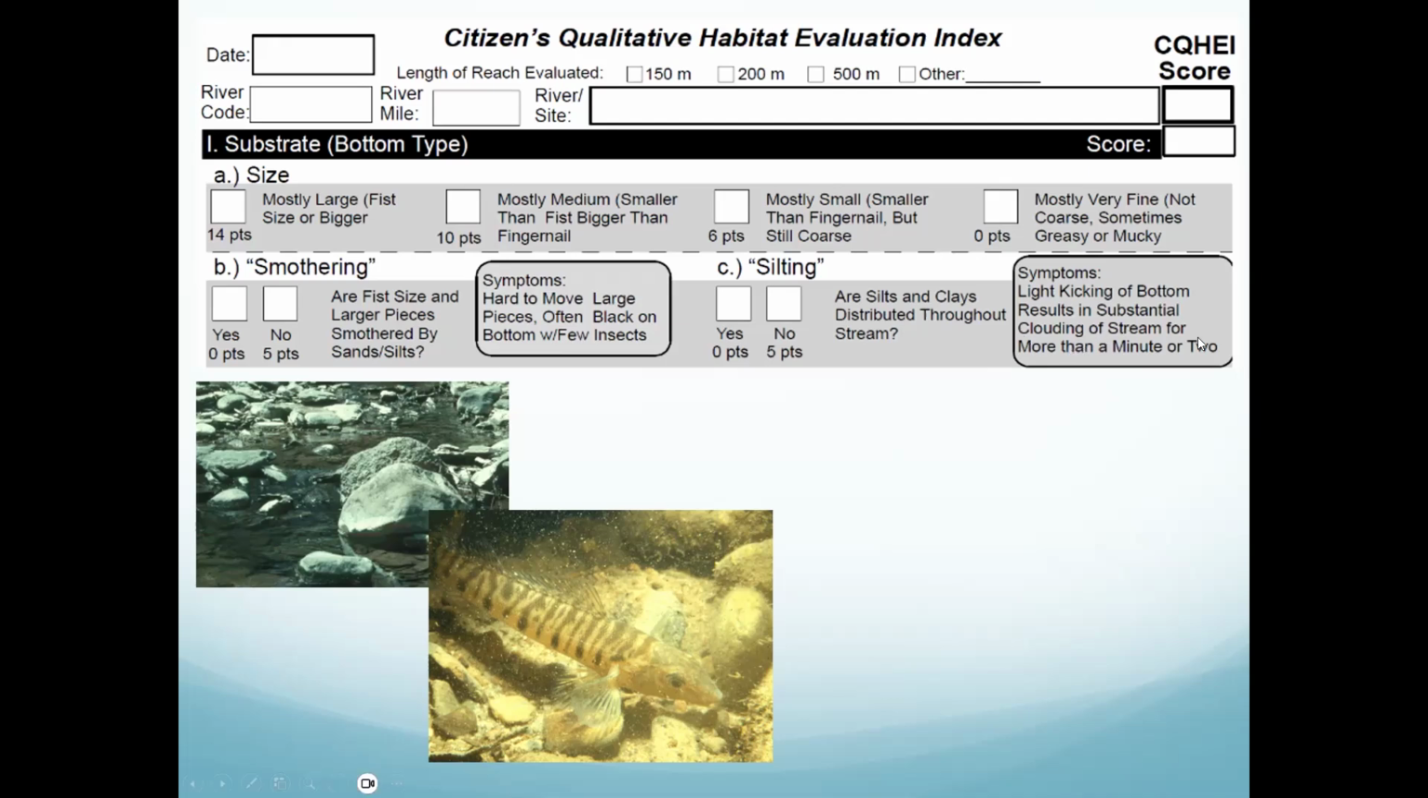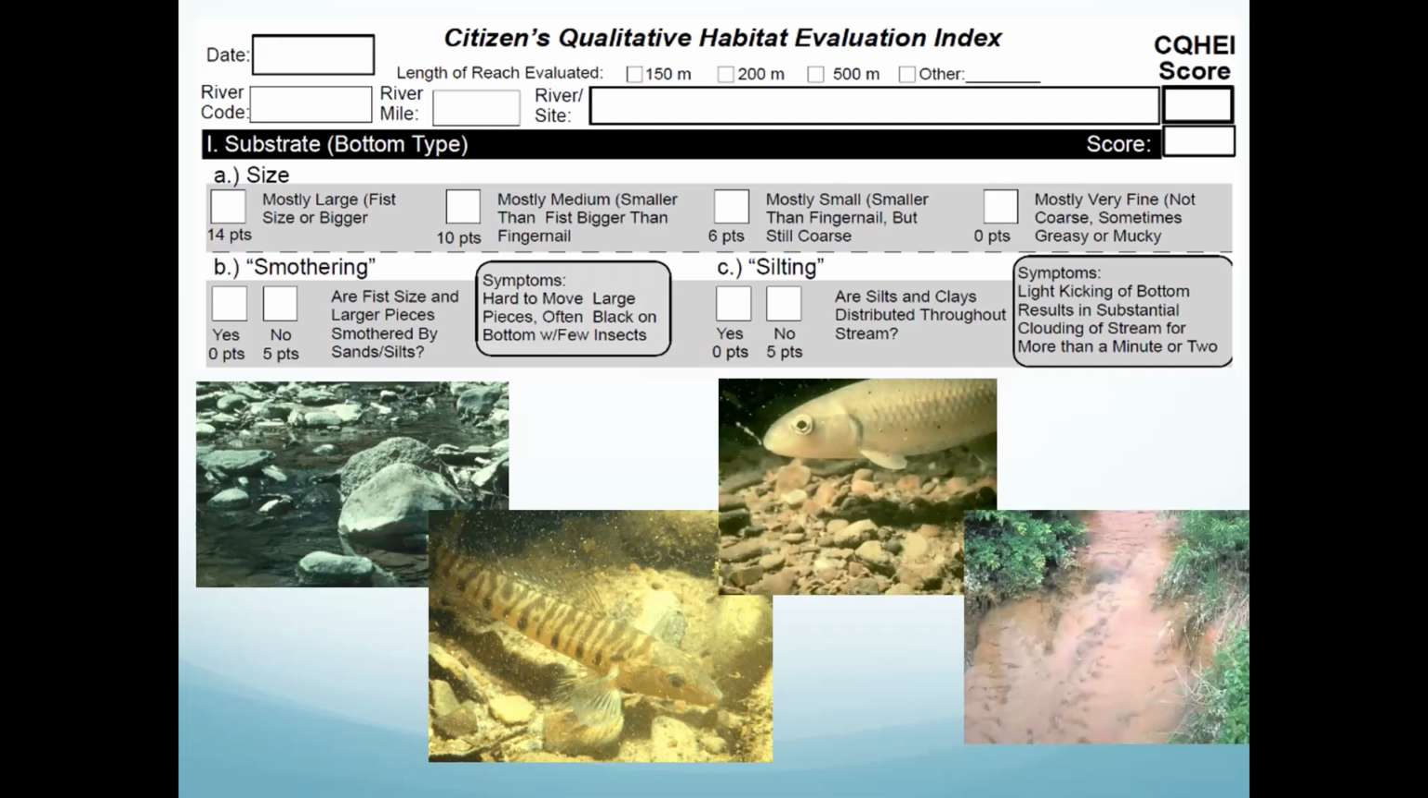So this says clouding of the stream for more than a minute or two. So if you kick it up and you see that silt carrying downstream for that long, then you would say yes, and it would get 0 points. So the more points, the better score it's going to have. So a few pictures there.